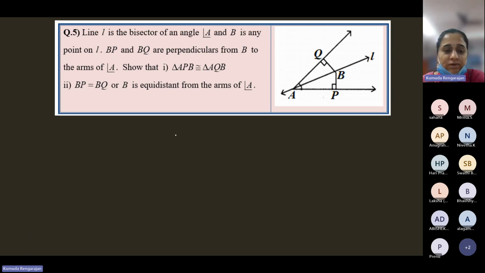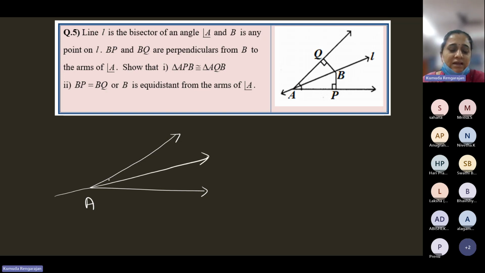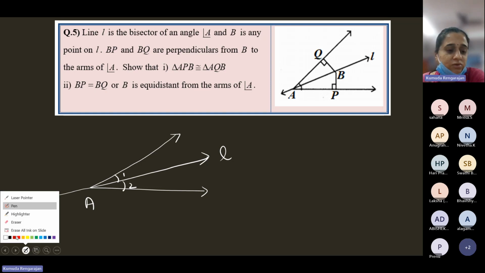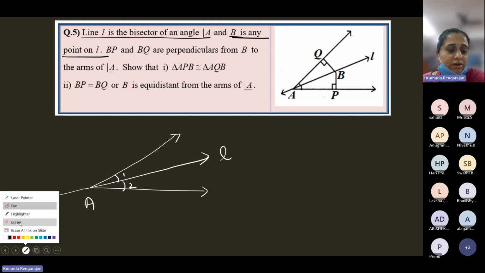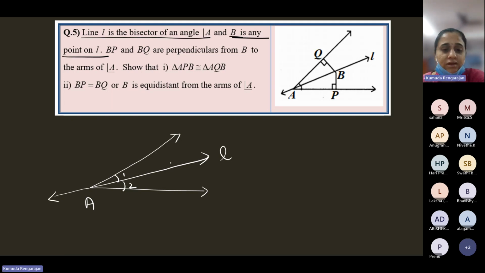Children, let me come again. See here, we have angle A. These are the arms of angle A. There's a line L that bisects angle A, which means this part is equal to this part. Angle 1 is equal to angle 2. Line L is the bisector of angle A, and B is any point on L.